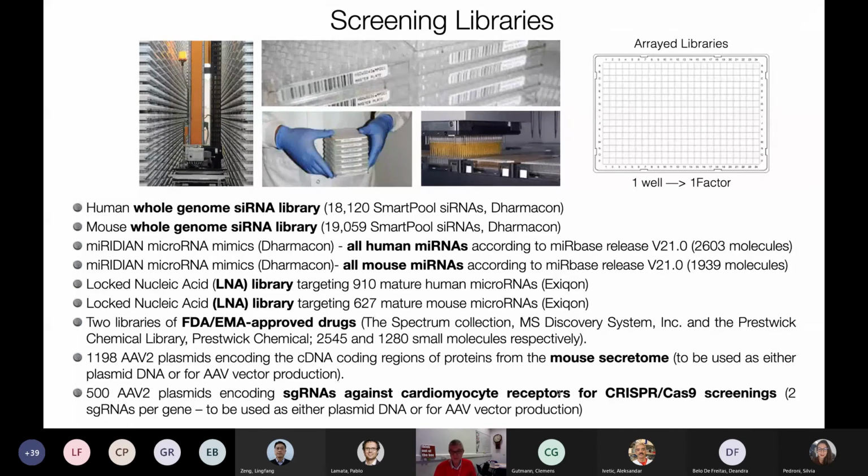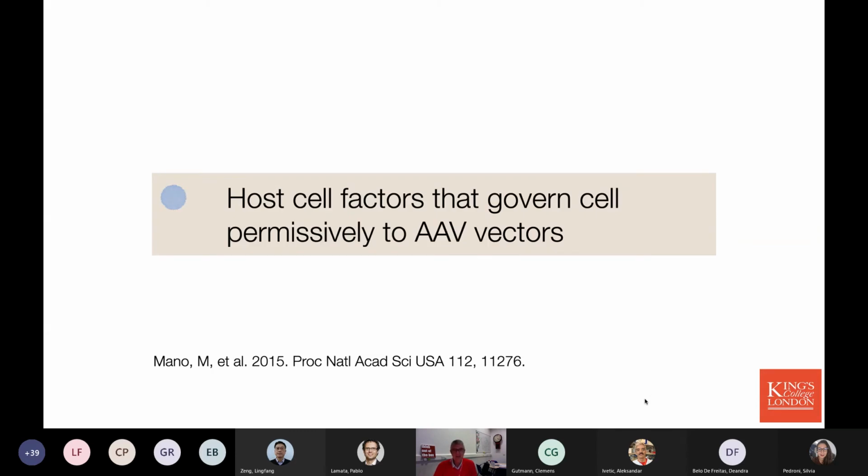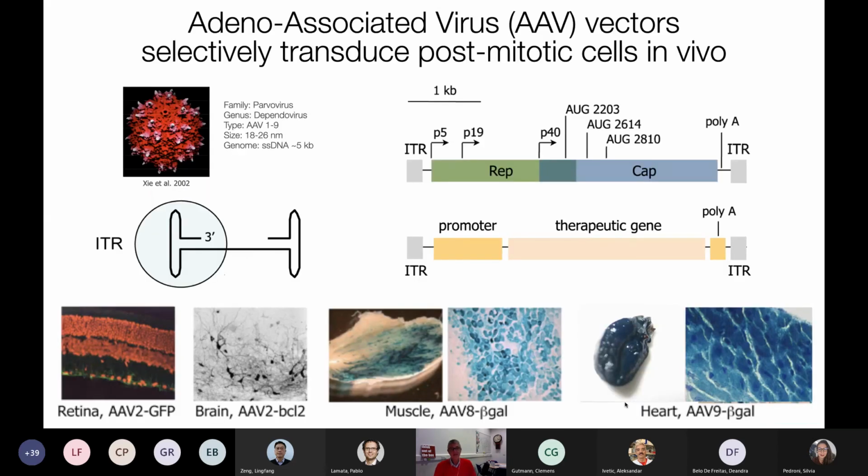expressed on the surface of cardiomyocytes. These are guide RNAs that can be used in CRISPR-Cas9 screenings. A few examples of what we did in terms of screening in the past, to give you an idea of what we can screen and how interesting this fishing expedition is, where you know that you induce a function, you don't know what causes that function, and then you start studying what comes out and understand what the mechanism is.